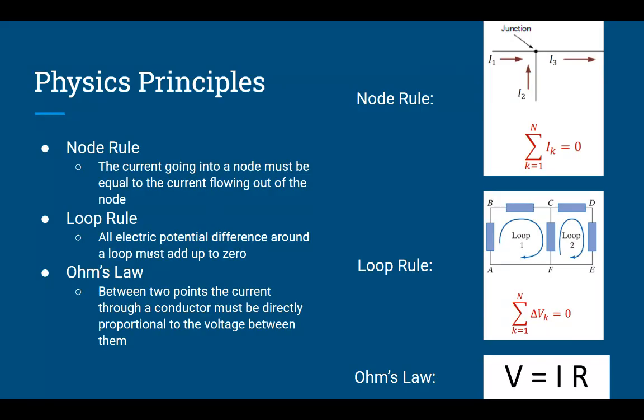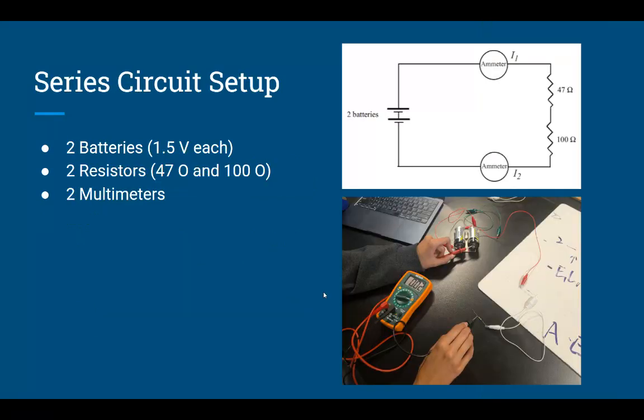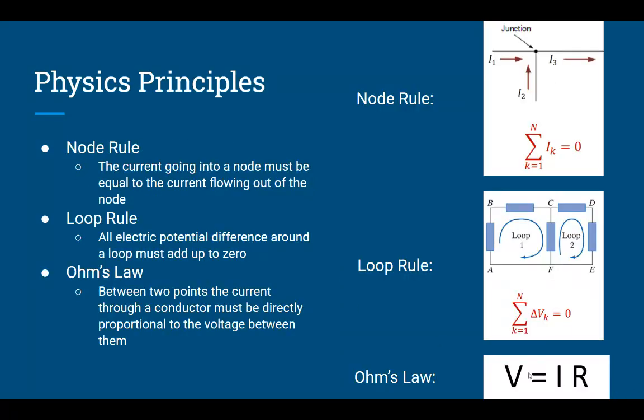For the loop rule, all electric potential differences in a loop must add to zero. So in this case, this loop has to be zero, the whole thing has to be zero. So it's in class. And then for Ohm's law, we just have V equals IR, which we're going to use later with current and resistance.